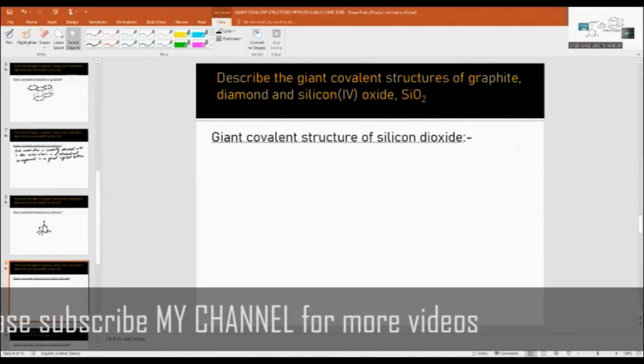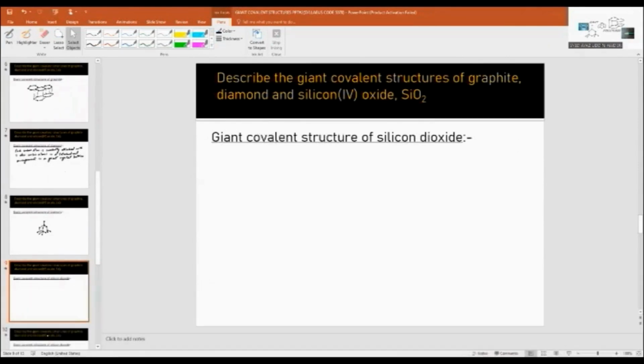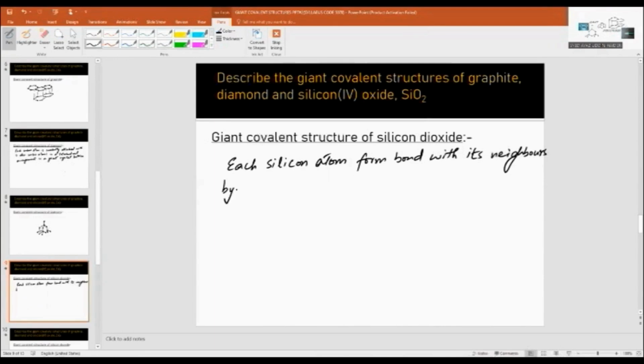Giant covalent structure of silicon 4 oxide has the same structure as diamond. Each silicon atom forms bonds with its neighbors through an oxygen atom.